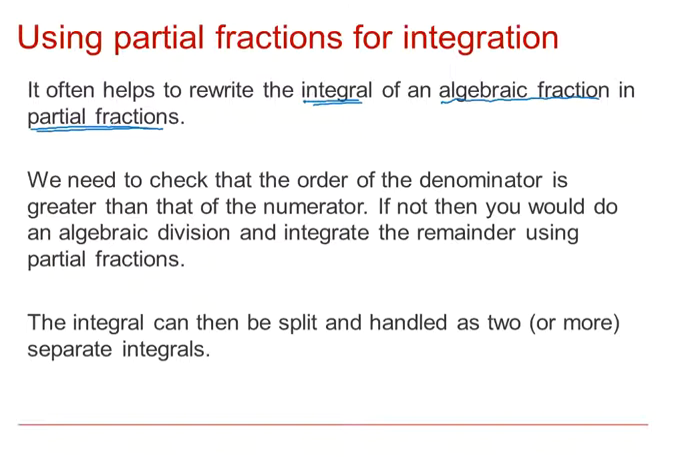We may need to check that the order of the denominator is greater than that of the numerator. The denominator needs to have a greater order than the numerator in order to create the partial fractions. If not, then we may need to use algebraic division or other suitable methods in order to reduce the order of the numerator before integration can occur. The partial fractions allow us to split the integral into two or more separate, easier integrals.